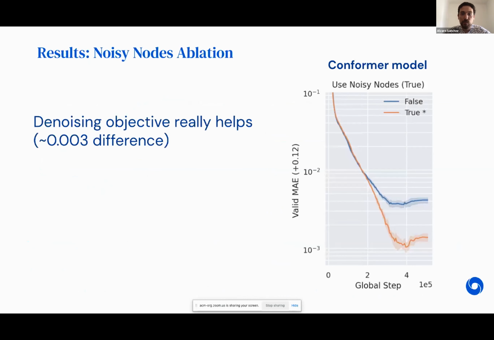The first thing we tried to remove was the auxiliary denoising objective. When we did this, the model performance decreased by about 0.003 MAE. So for comparison, this is about 6 times the difference between the first entry winner and the third entry winner. We speculate the reason is that the auxiliary per node and per edge denoising task prevents overfitting and helps with oversmoothing on very deep networks.